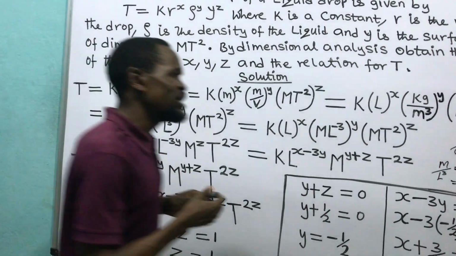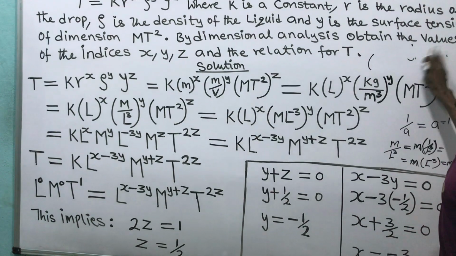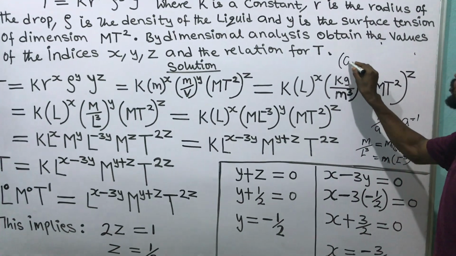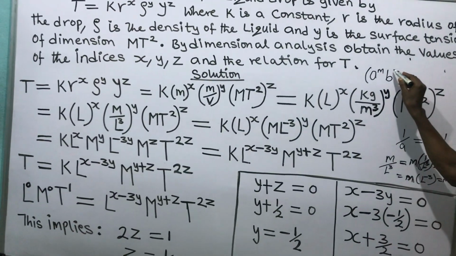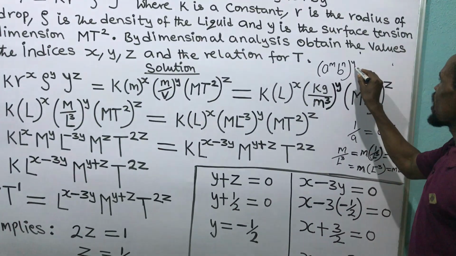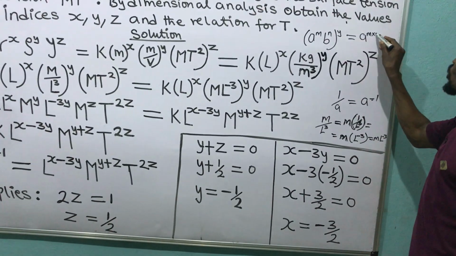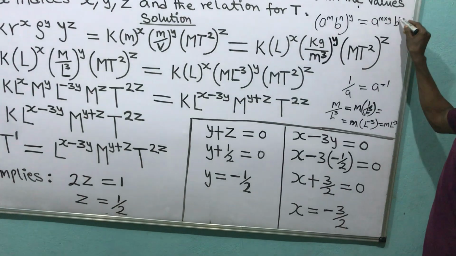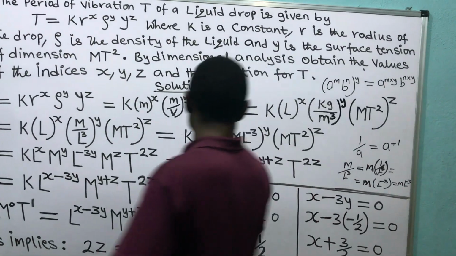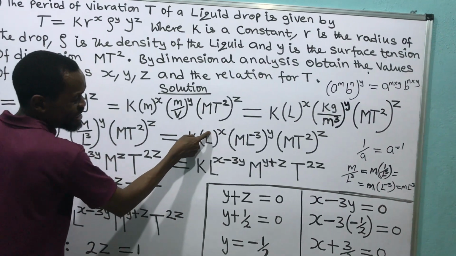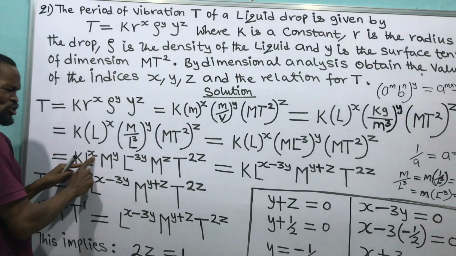You remember what indices told us? Indices told us that if I have A raised to power m and B raised to power n, all raised to power y, if I open this bracket, it will be A raised to power m times y, and B raised to power n times y. And that's what happened here. If I open this bracket, this L is already raised to power 1. 1 times x will give me L raised to power x.